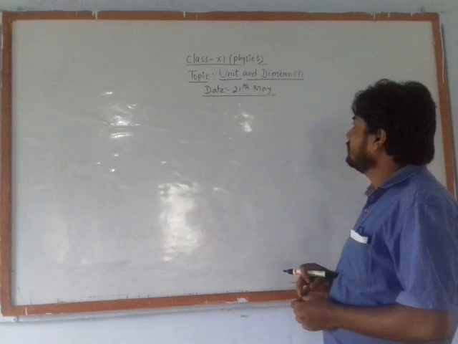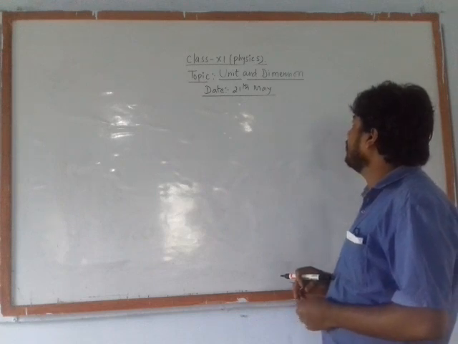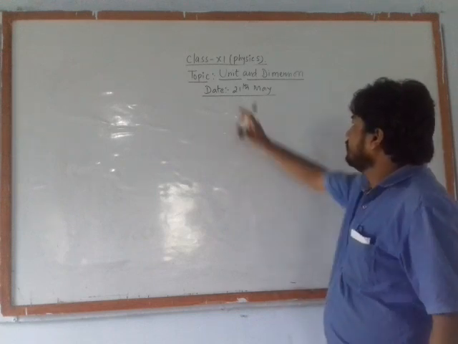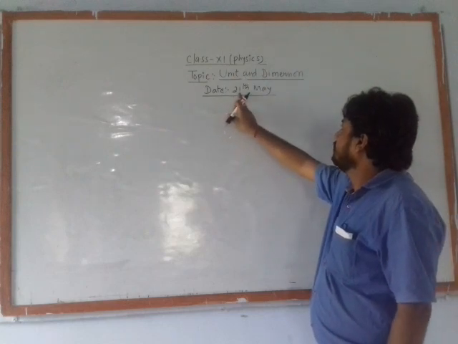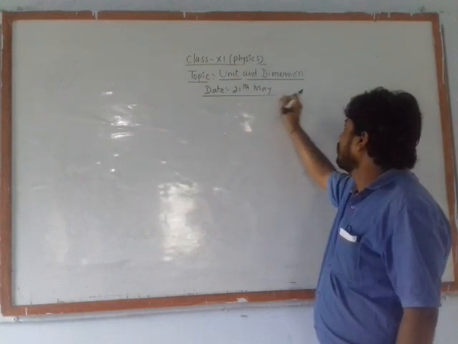Now, in the second chapter, that is Units and Dimensions. This is class 11 physics. Date is 21st May. This is the lockdown period.